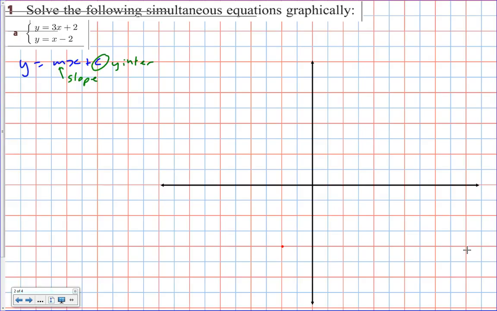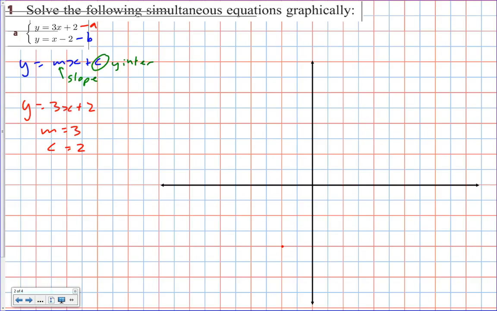So I'm going to do these in two parts. That one there I'm going to call A. That one there I'm going to call B, just so that helps me solve for these two equations. So I've got y equals 3x plus 2. So my slope, m, equals 3, and my y-intercept, c, equals 2.